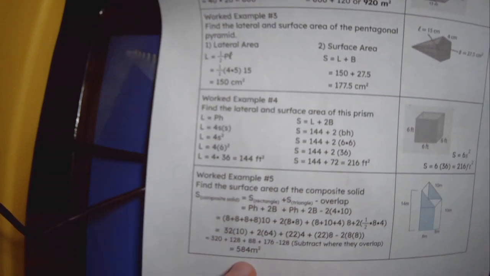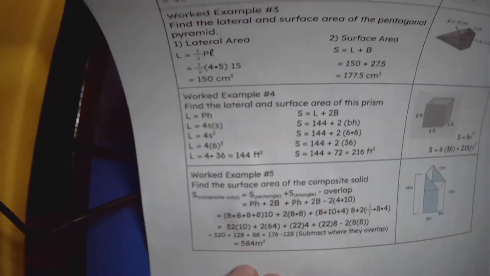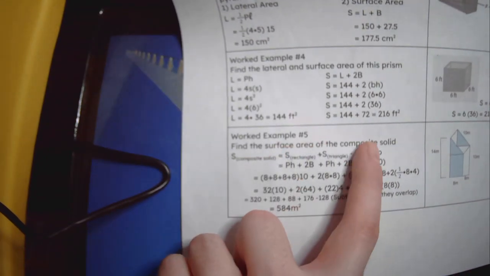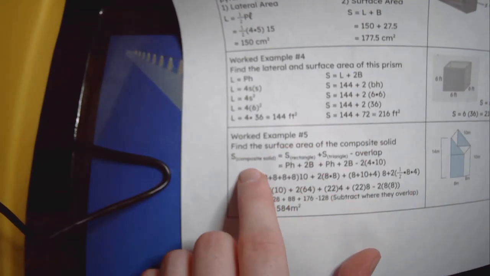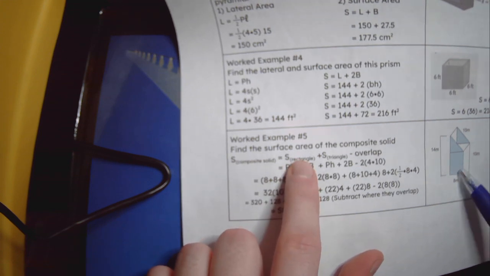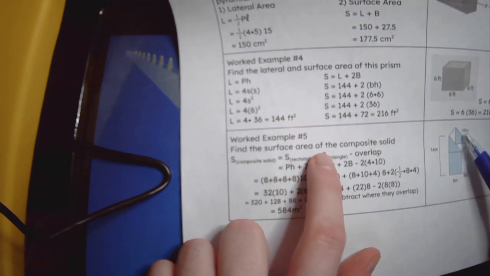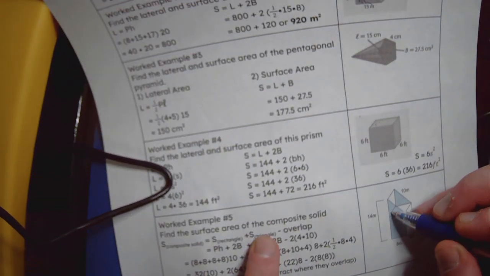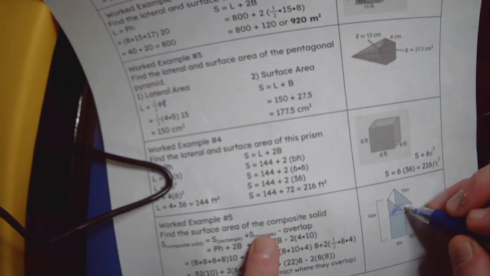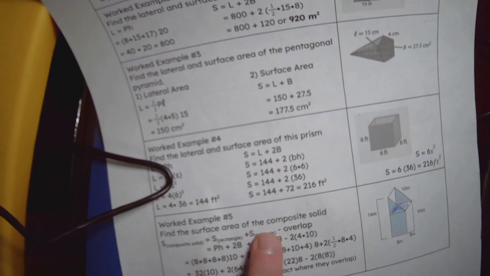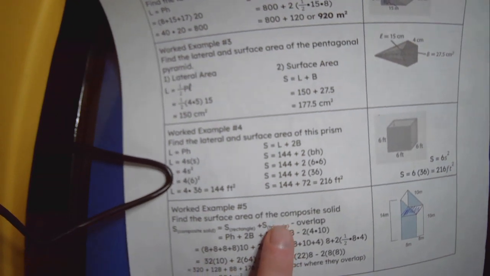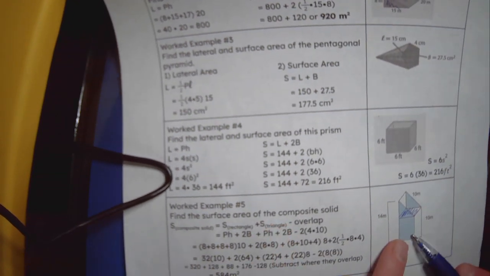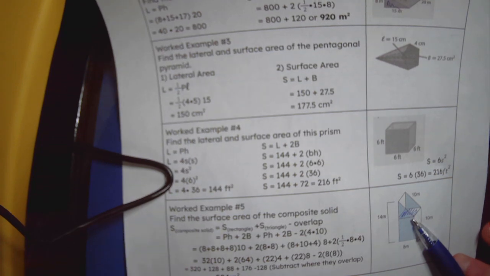Now, the other thing we need to talk about is surface area of composite solids. So, find the surface area of the composite solid in the picture. So, the surface area of the composite solid would be the surface area of the rectangular prism plus the surface area of the triangular prism minus the overlap. Because, remember, this section right here where they overlap is not on the outside. So, I will not be calculating that. So, it's easier just to find these surface areas individually and then get rid of the overlap.